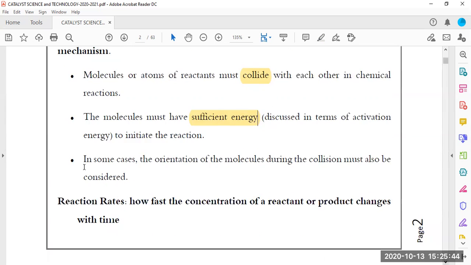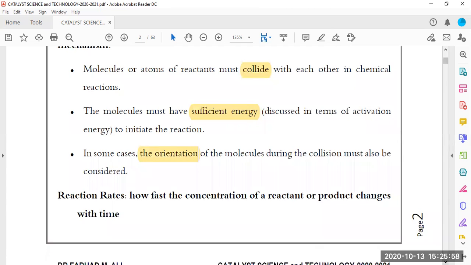The third thing, which is important as well, is the orientation. So we have three things that should all exist together for any chemical reaction to happen between A and B. One is the collision, two, sufficient energy, and then the orientation. The orientation means how they collide with each other, at what angle, on what side.